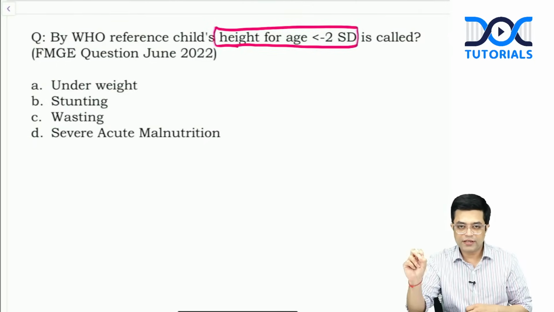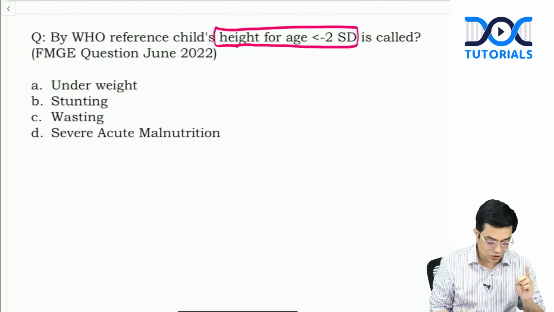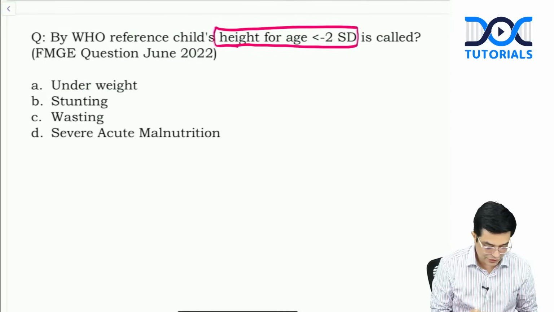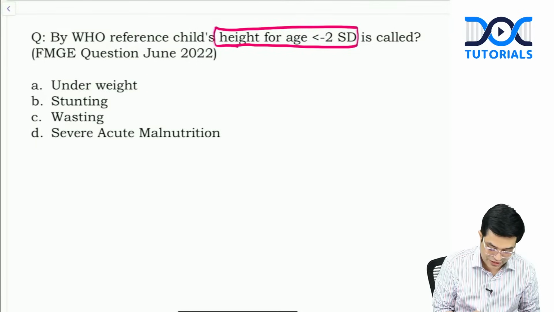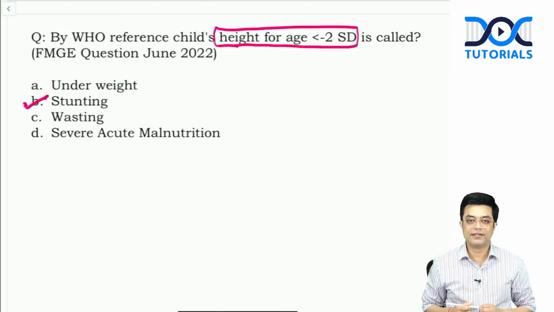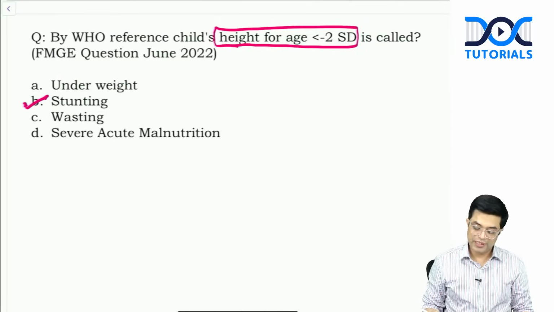If weight for height is low, that is called wasting. And if height for age is below -2 standard deviation, what is that called? That is called stunting. So the answer to this question is B. Yes, it is stunting. Devajaya has answered very correctly. Most of you will be answering it correctly. B is the correct answer.